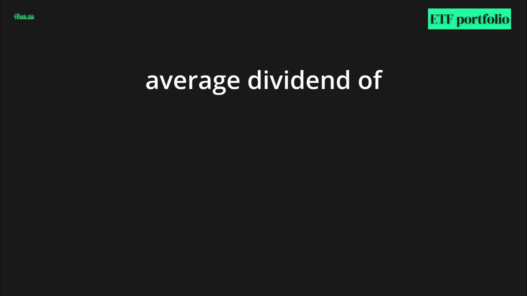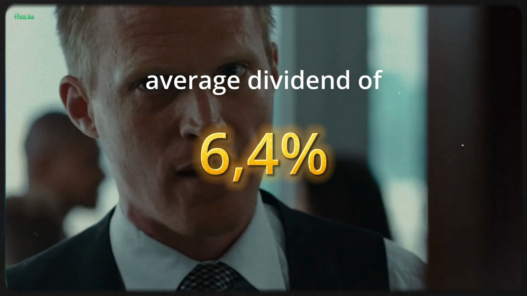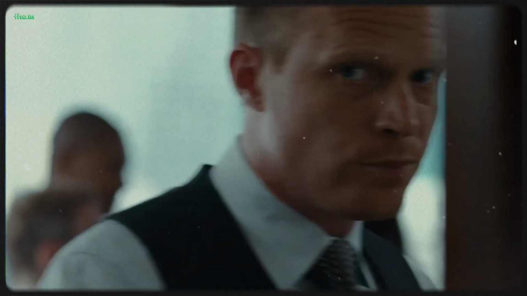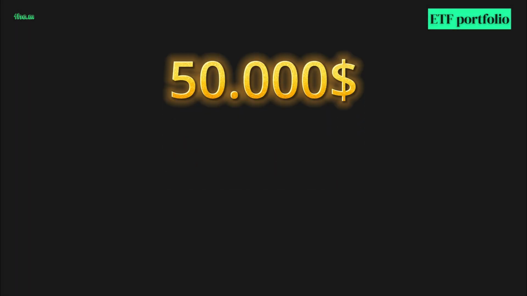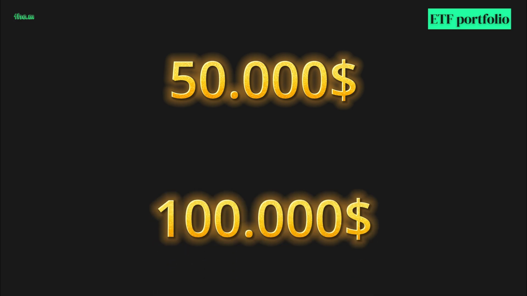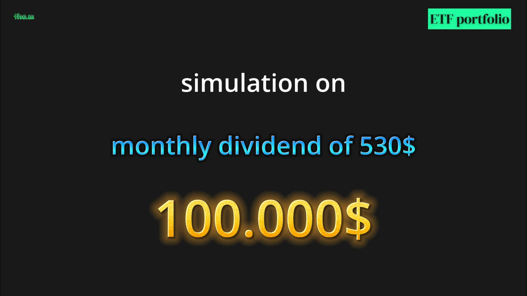Now we will simulate a portfolio that can generate an average passive income dividend of around 6.4%. This is real ETF data, but I omitted the tickers just because I want you to learn the logic instead of copying and pasting. You can assume a capital of $50,000, $100,000 or more. The simulation I run is for $100,000, so a portfolio that generates about $530 a month.